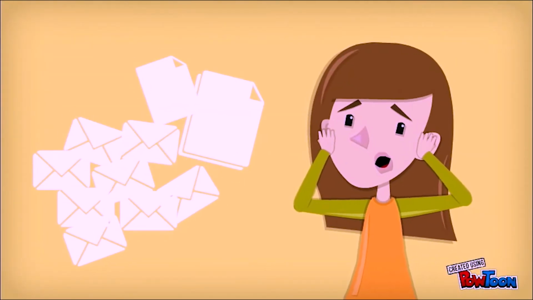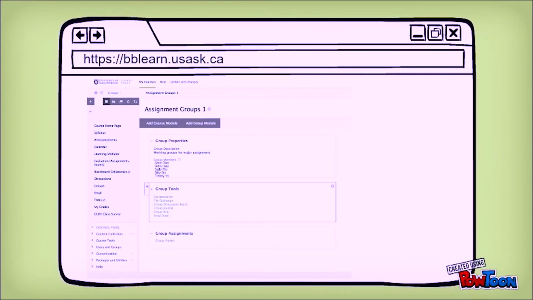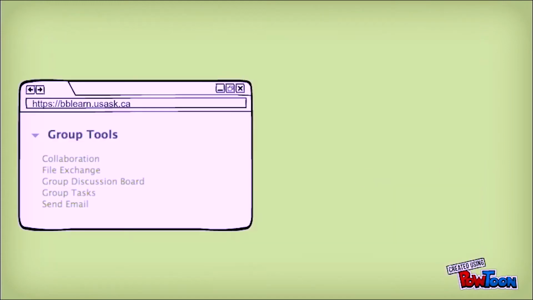Okay, so you've probably got a few documents and a bunch of emails, and things are getting kind of messy. It's time to decide what tools your group will use to collaborate on this project. You might start with the course tools available on your course group page. Here you'll find a number of useful apps for getting the job done.